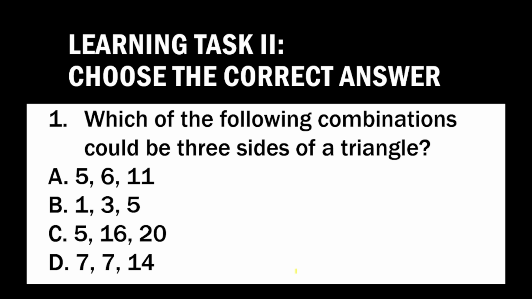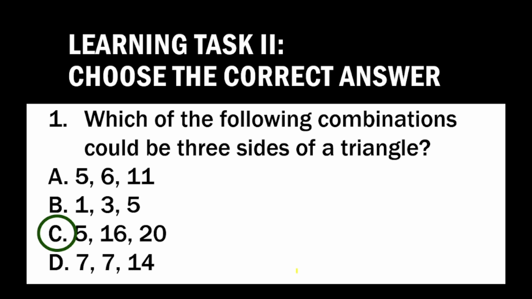The correct answer is letter C. Why? Because lahat ng measure na yan, pag nag-add ka ng dalawa ay magiging greater than sa natitirang side. Yung letter A hindi pwede kasi 6 plus 5, 11, greater than 11 yung natira. So mali yun. 1, 3, 5, hindi pwede kasi 1 plus 3 ay 4, hindi siya greater than 5. So mali na kagad doon. Yung letter D, 7 plus 7, 14, hindi rin siya greater than 14. So meron tayong pagkakamali.